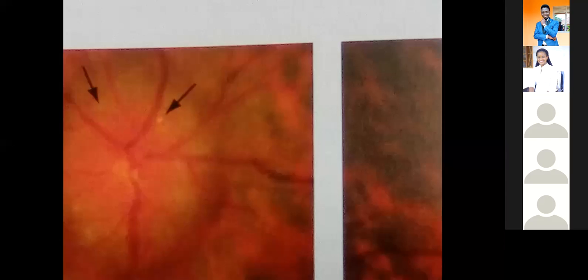But at the beginning, you can distinguish between papilloedema and bilateral neuritis: papilloedema has normal vision, while papillitis or neuritis has poor vision. Papilloedema has normal pupillary reaction, while papillitis has afferent pupil defects.